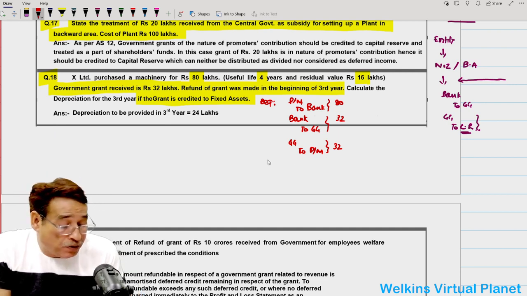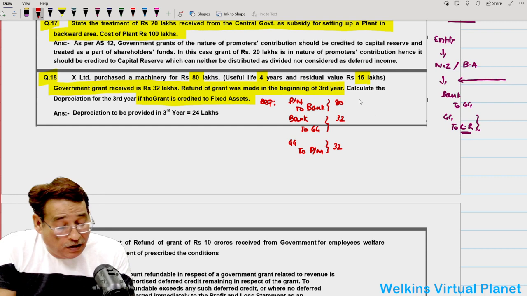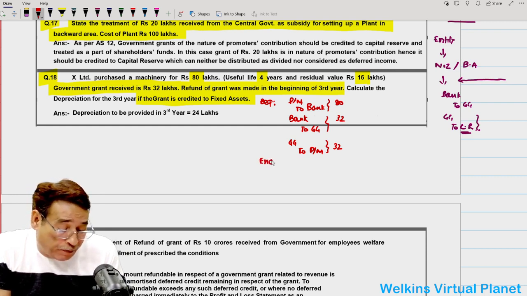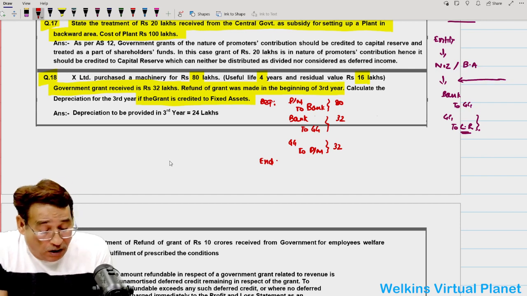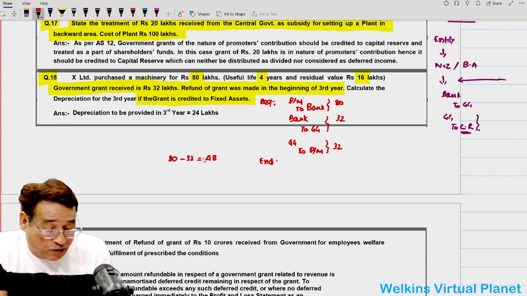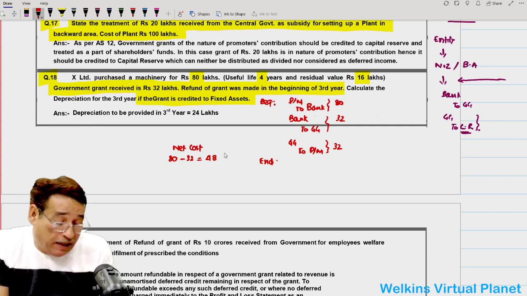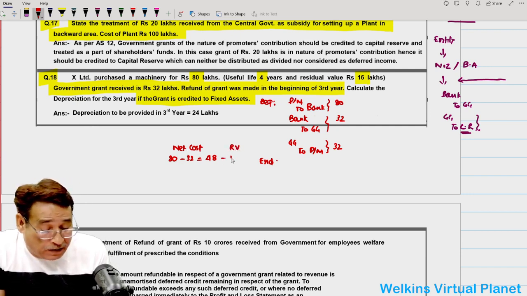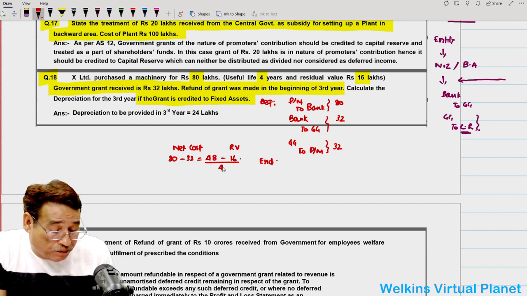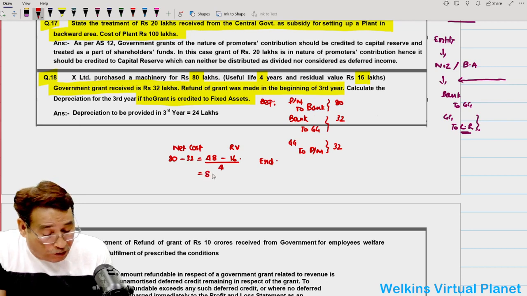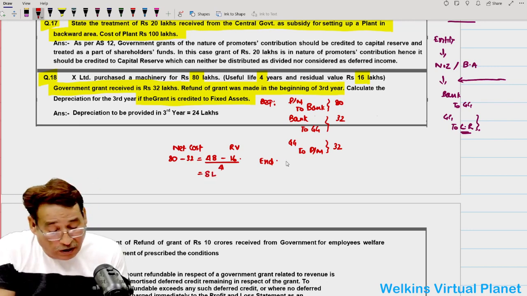Now at the end of the first year, you will provide the depreciation. How will you provide the depreciation? Now your net cost is 80 lakh minus grant amount 32 lakh, that is equal to 48 lakh. This is your net cost. Net cost is 48 lakh and your residual value is 16 lakhs, and you have to divide by 4. 48 minus 16 is 32, 32 divided by 4 is 8 lakhs. So 8 lakh worth of depreciation at the end of the first year you are going to provide.